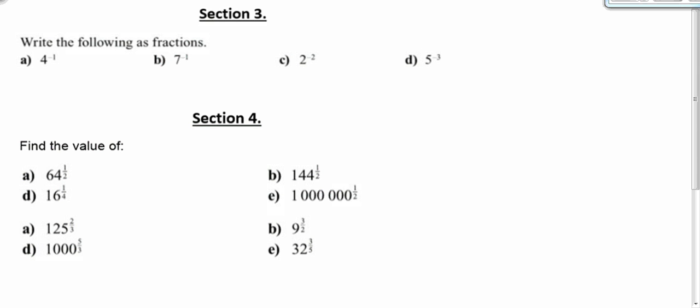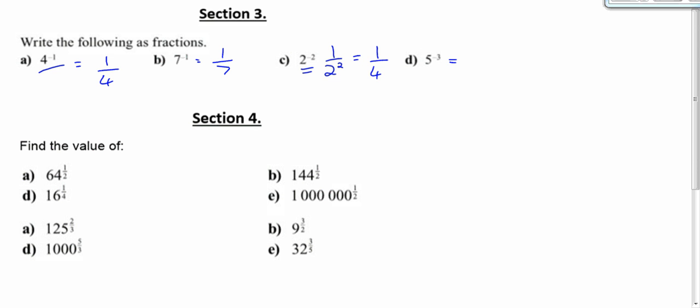Next, we've got to write these fractions. So when we have a negative power, that's going to be the same as 1 over 4 to the power of 1. So it's going to be 1 over 4. Next one, 7 to the power of minus 1 is going to be 1 over 7. Next one, 2 to the power of minus 2. That's going to be 1 over 2 to the power of 2. But then we can simplify that because 2 to the power of 2 is 4. So that's going to be 1/4.